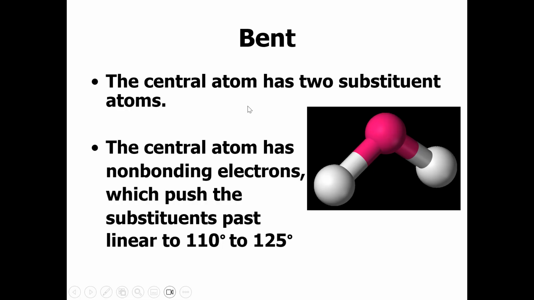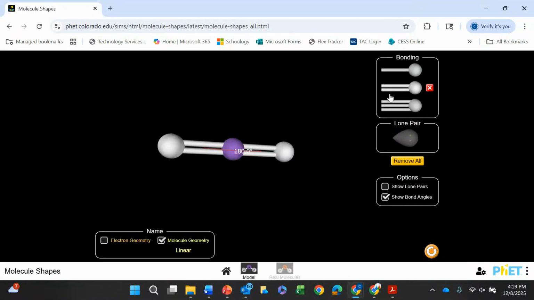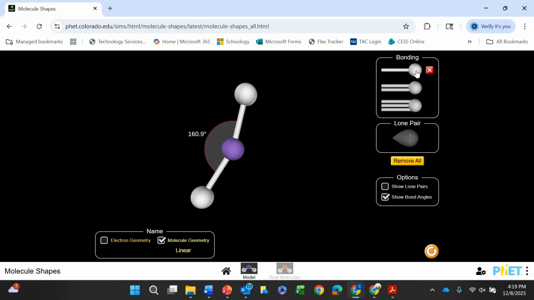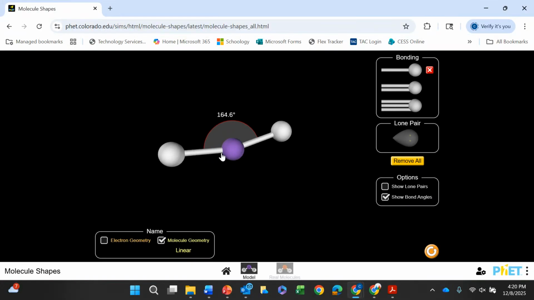Let me show you that with the PhET. So let's get rid of these, and add 2. And now let's add 1 lone pair. It doesn't give me a lone pair. Do I not have a lone pair? Oh, show me a lone pair.